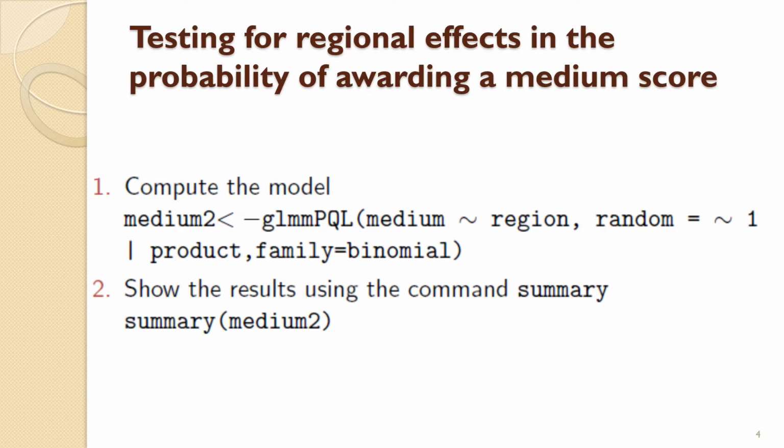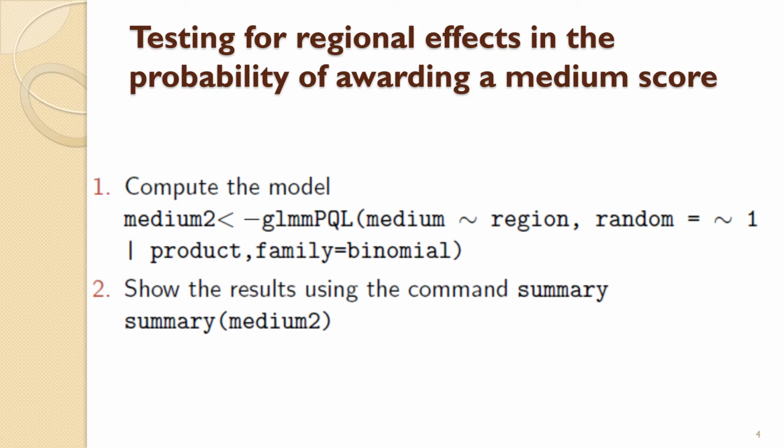So what we're going to do then is test for regional effects in the probability of awarding a medium score. So a lot of repetition here. Remember, R is like a robot. It will do exactly what you tell it to do, nothing more, nothing less. And once again, what you've got is this familiar 2-step process. The first step is a computational step, and the second step is a summary step.